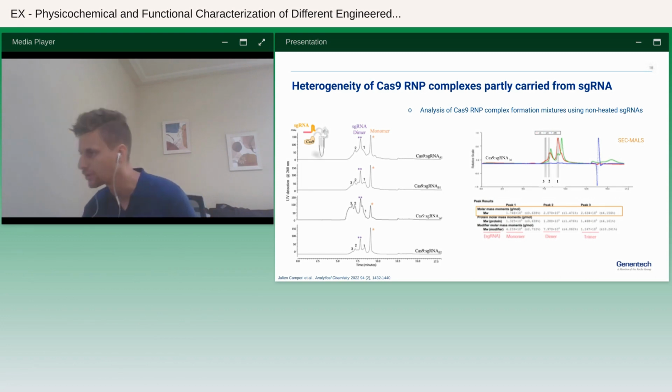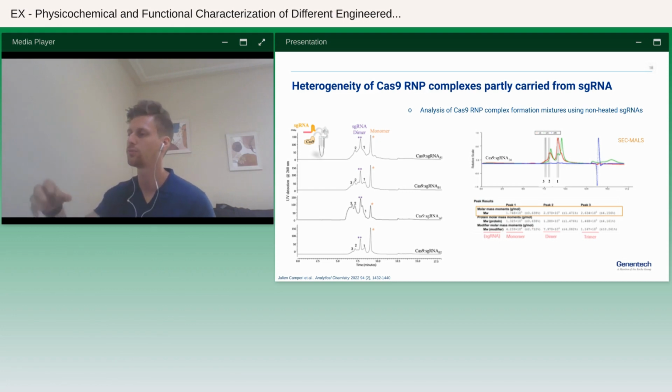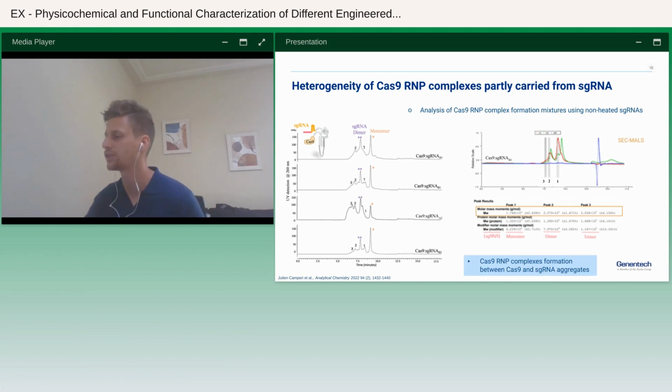And so here, I'm sorry, but you cannot see very clearly, but basically the difference between 1 to 3 is only the single guide RNA, because for the protein, we have the same molecular weight, meaning that we have only one monomer of Cas9, but between 1 to 3 only the single guide RNA changes. So for peak 1, we have the monomer, peak 2 dimer, and peak 3 trimer. So basically for peak 3, we have a combination between the trimer guide RNA plus one monomer of Cas9. And so Cas9 RNP complex formation between Cas9 and single guide RNA aggregates.